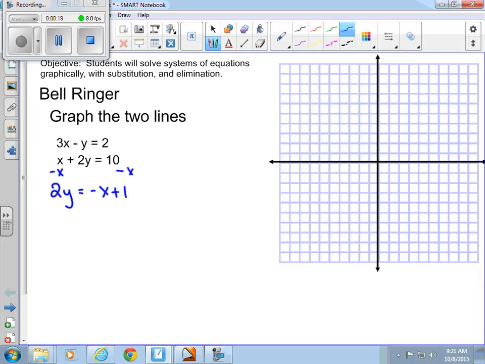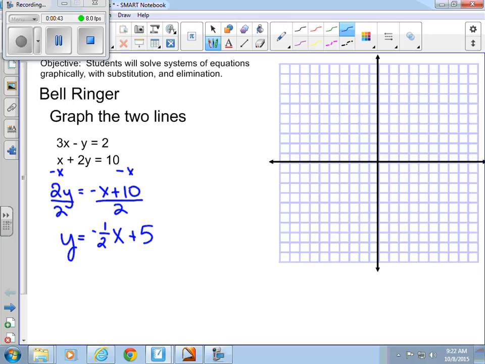of x plus 10. Questions so far? Good so far? And then divide by 2. So we do have to divide everything by 2, so I get negative 1 half x plus 5. I'm going to go ahead and graph that line.